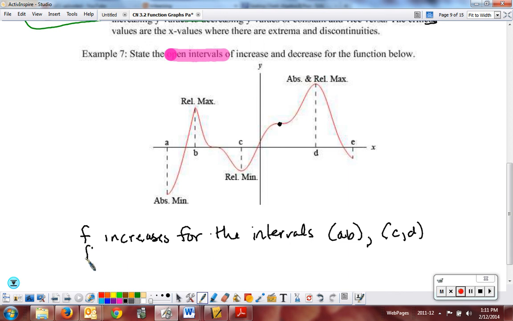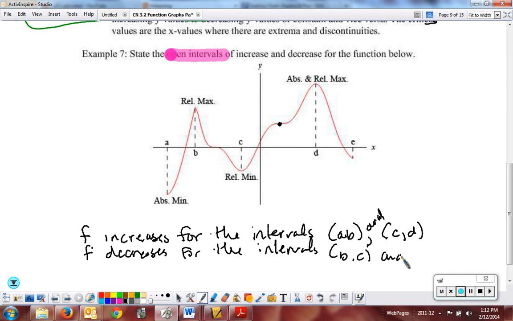And then you could say, instead of a comma in between them, for the intervals this and this. This is English now. This is not "and" as in the intersection of two sets. It's "and" as in this one increases here and it increases over there. All right, f decreases for the intervals. What are my decreasing intervals? B to C and D to E.